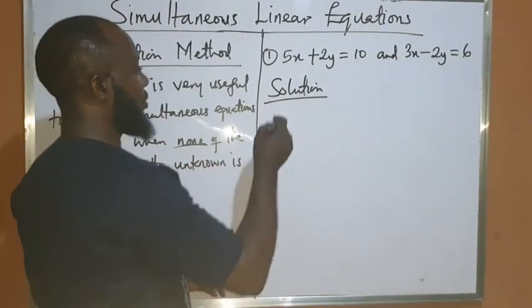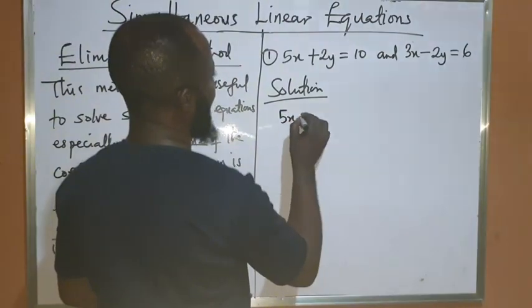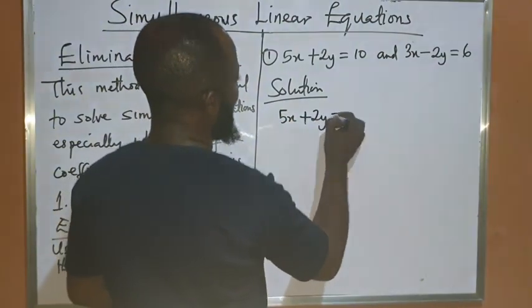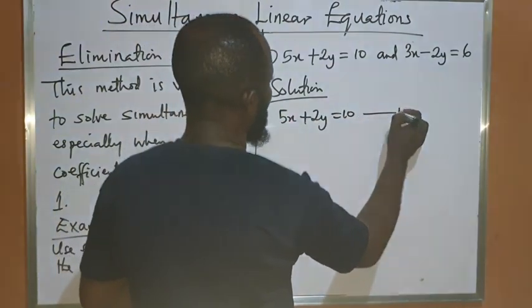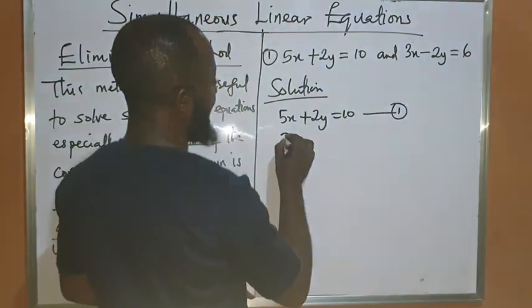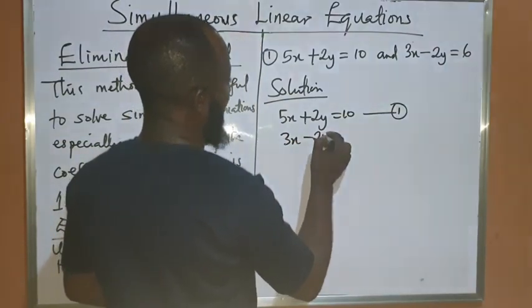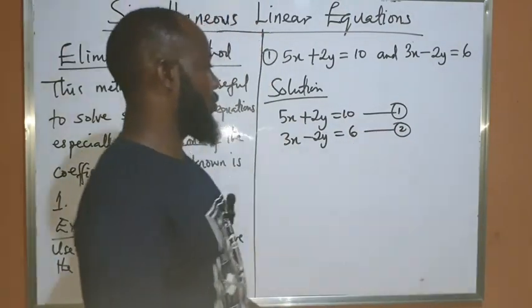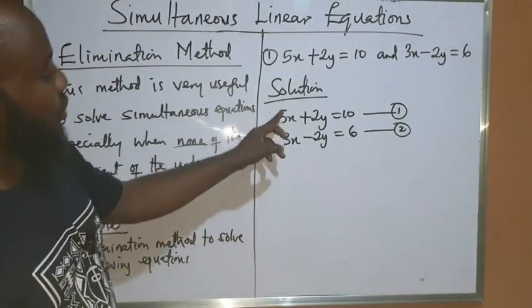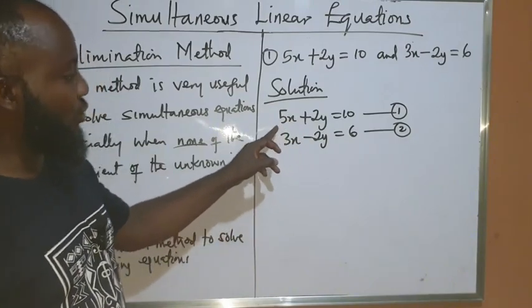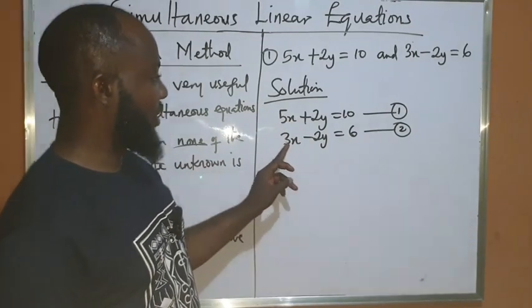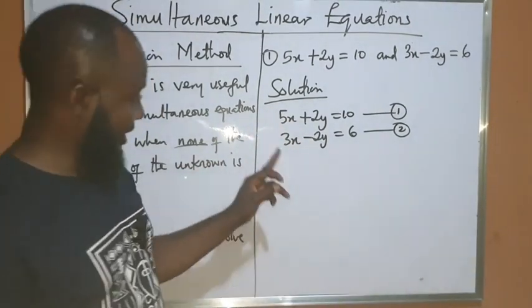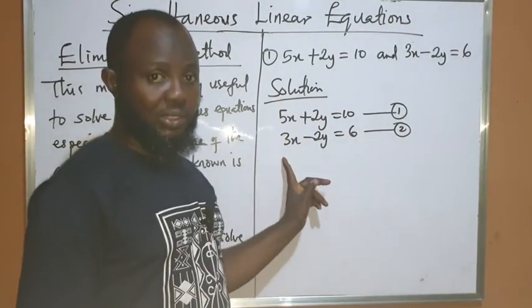So let's look at this one. Let's write it. This is 5x plus 2y equals 10. This is equation 1, right? Then we have 3x minus 2y equals what? 6. Equation 2. So this is what I'm saying. If you look at equation 1, the coefficient of x in equation 1 is 5, while the coefficient of x in equation 2 is 3. So the coefficients are not the same.